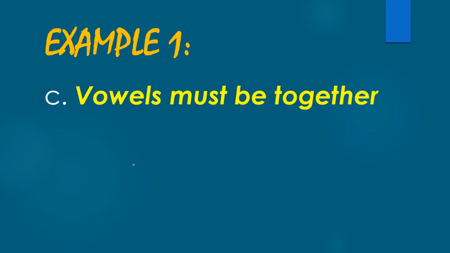Next condition, if the vowels must be together. So from the word formula, the vowels are O, U, and A. So we have 3 vowels from the word formula. So if the vowels must be together, let's say the first 3 positions will be occupied by these 3 vowels. So this one will be considered as 1 already. And then we still have the other letters or the consonants. We still have 4 remaining spaces.